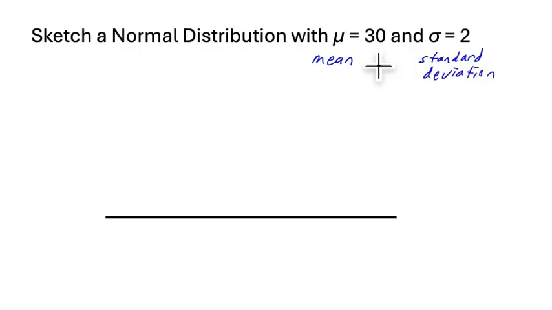Let's sketch a normal curve with a mean of 30 and a standard deviation of 2. We'll start with a horizontal axis with 30 in the middle. Then mark your axis 3 times on both sides of the mean. Do your best to make those evenly spaced. For each tick mark to the right, add the standard deviation. And for each tick on the left, subtract it.